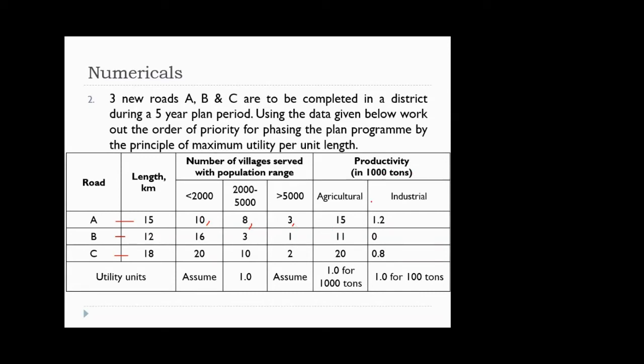Now, productivity, they have given separately for agricultural and industrial, and they have given it in 1,000 tons. That means this 15 is nothing but 15,000 tons, actually. This 11 is nothing but 11,000 tons. This 20 is nothing but 20,000 tons. So that's the meaning of 'in 1,000 tons'. Okay.